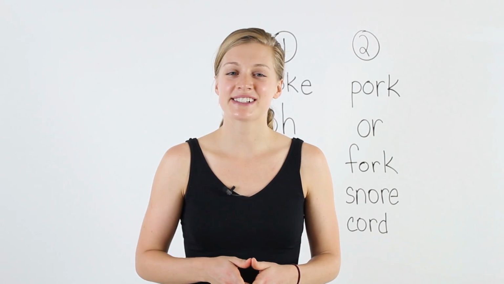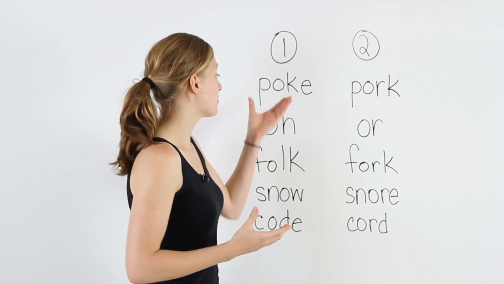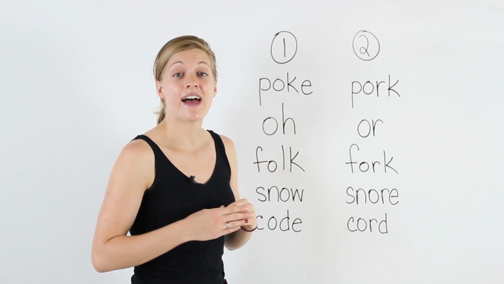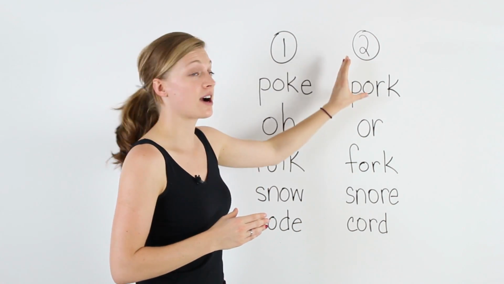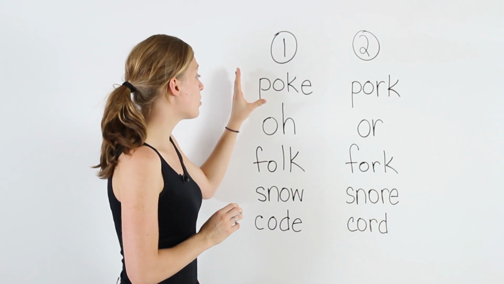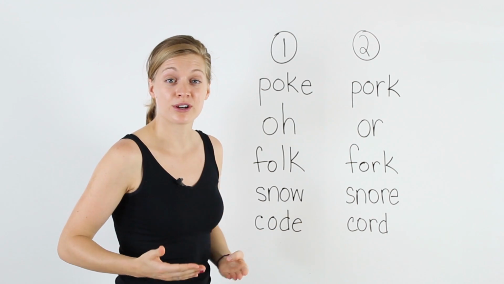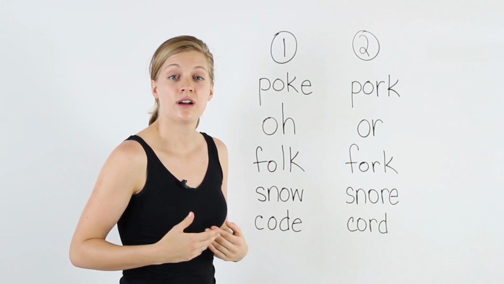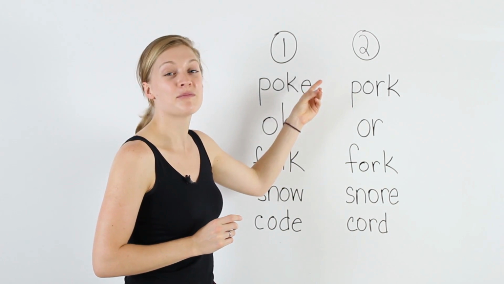And now let's practice with the test. I'm going to say two words from here or here, and then choose a word. And you choose from column 1 or column 2. The first example is poke or pork. I'm going to say the word pork. I bet you chose pork.